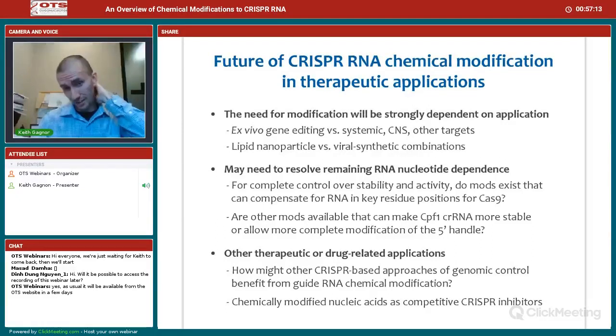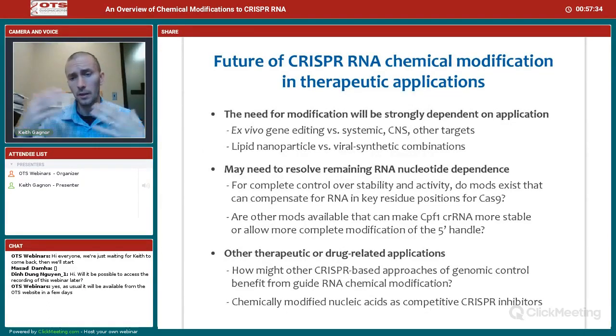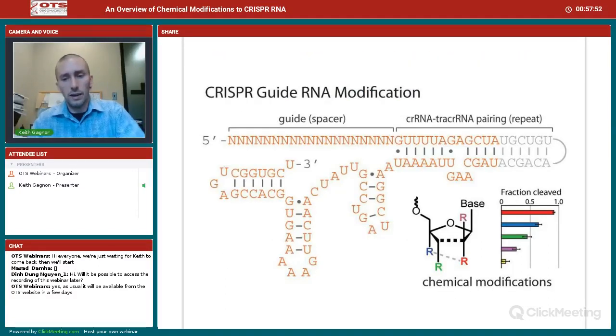There are other therapeutic or drug-related applications for CRISPR, like non-editing approaches. What are some other things that you could use chemically modified CRISPR RNA or CRISPR RNA mimics for? One direction that my lab's been investigating is using mimics of the CRISPR RNA as competitive inhibitors of CRISPR. So there are creative ways to use chemical modifications, and I think they're going to gain more traction. The handful of publications we've had so far have told us a lot about what does and does not work. Now it's yet to be seen to what extent they'll be used for therapeutics. Okay, so with that, I'll let you ask some questions. I think I see a couple there already.